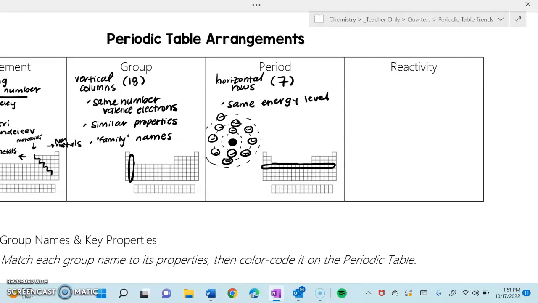Now let's take a look at reactivity using kind of what we've talked about with groups and periods for the valence electrons. Reactivity is a result of atoms trying to follow the octet rule. And remember, the octet rule means that atoms are trying to fill their outermost energy level to become stable.